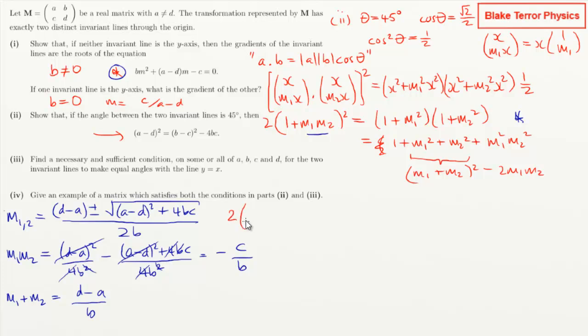So I've got 2, 1 plus m1, oh, so minus c over b all squared. That's the left-hand side. Right-hand side, I've got 1, then I've got m1 plus m2. So it's d minus a over b, d minus a over b all squared, minus 2m1 m2. So plus 2c over b. And then I've got an m1 m2 all squared. So plus c squared over b squared. Right. Well, multiplied by b squared.